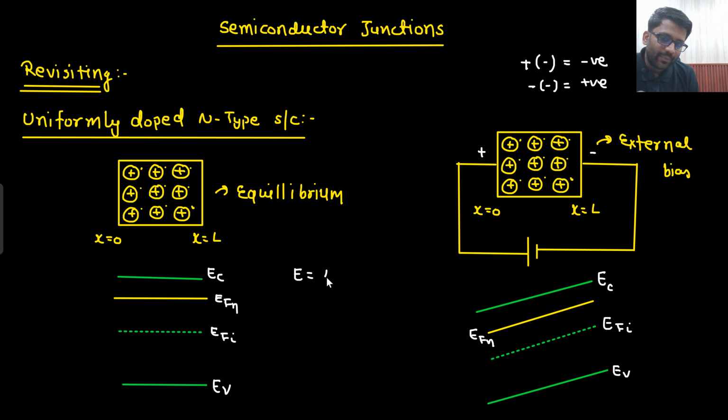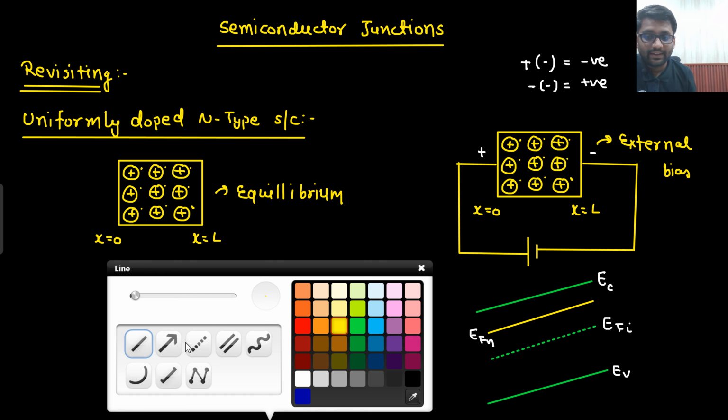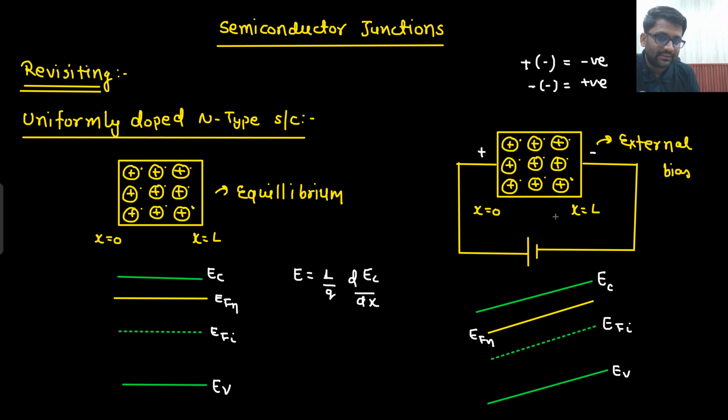Electric field would be 1 by q dEC by dx. Here you can see that there is a slope. And what is the direction of electric field? Sir, the direction of electric field is this one. In the direction of electric field, the slope of EC would be positive. So this is also I told you, right? So this was your E external.